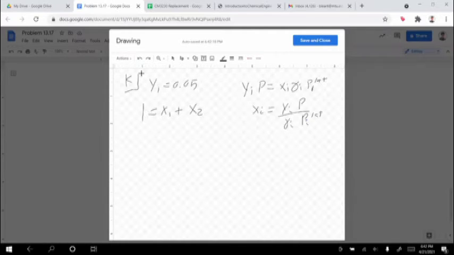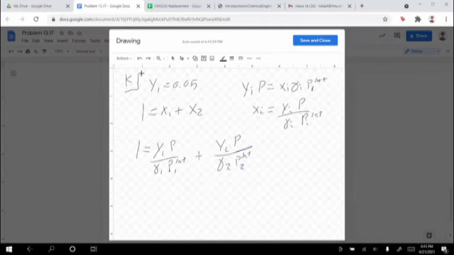So when we do the isolation, we get x_i is equal to y_i multiplied by the total pressure over the activity coefficient of species i multiplied by the saturation pressure for species i. So when we plug that in, we should get 1 is equal to y1 multiplied by the pressure divided by the activity coefficient for species 1 multiplied by the saturation pressure for species 1. And we're going to add y2 multiplied by P over gamma 2 times P sat 2.